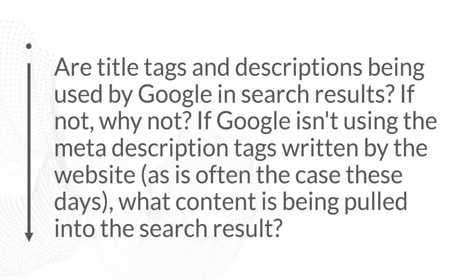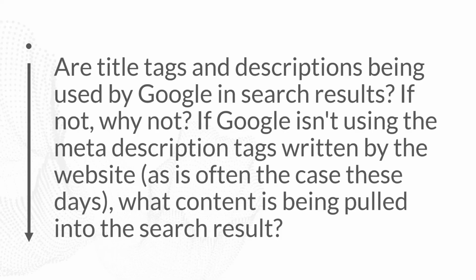So to answer this question, we can look at things like title tags and description tags, and we can see if they're even being used by Google in search results. More often than not, meta description tags are probably going to be replaced by Google, especially on really big volume terms. If Google isn't using our meta description tag, what content is being pulled into the search result? Is there something about that content that we can do to tweak it and make it a little bit better?